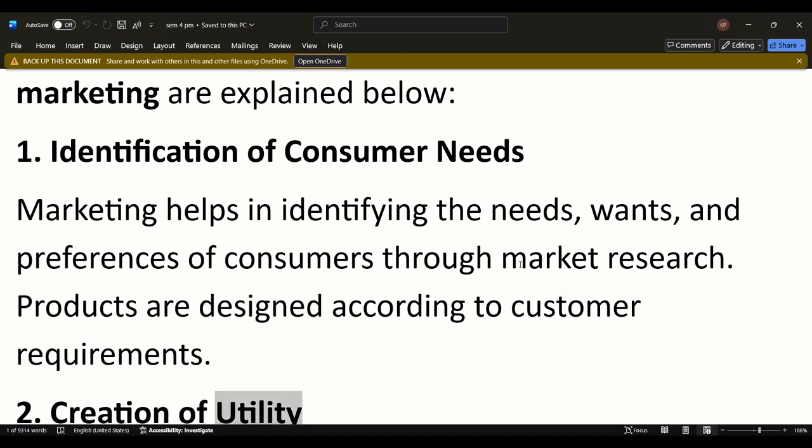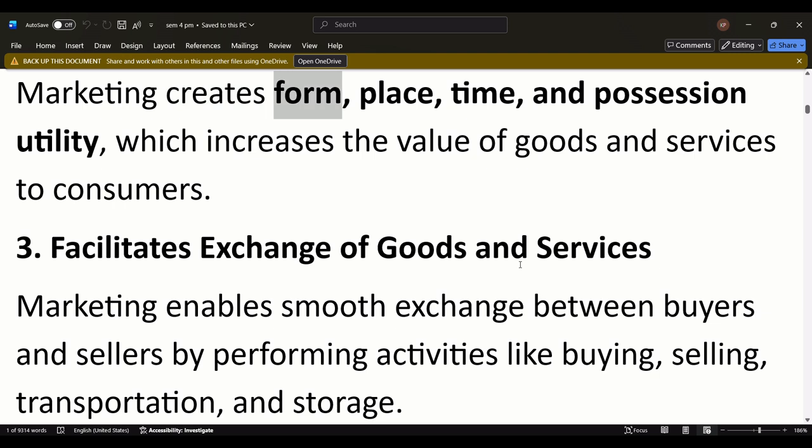2. Creation of utility. Marketing creates form, place, time, and possession utility, which increases the value of goods and services to consumers. 3. Facilitates exchange of goods and services. Marketing enables smooth exchange between buyers and sellers by performing activities like buying, selling, transportation, and storage.